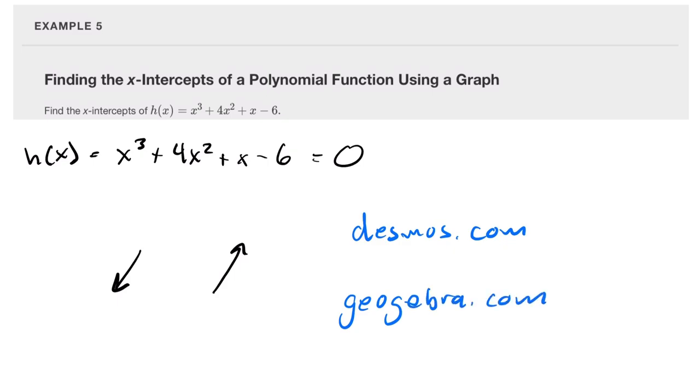So these are free online graphing utilities. You might have to do a little bit of Googling and research to figure out how to use them. But once you figure out how to use them, they're really useful for this kind of stuff. And it's free, so you don't have to go out and buy a $100 calculator, things of that nature.